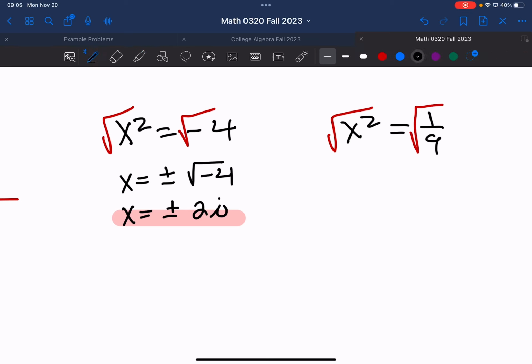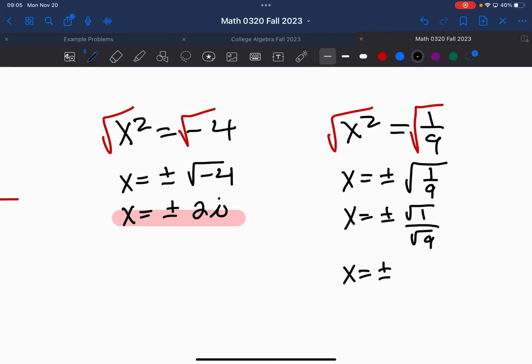So in the next one, we have x is equal to plus or minus the square root of 1/9. Property of radicals say we do what? Both. So x is equal to plus or minus the square root of 1 over the square root of 9. So that means x is equal to plus or minus 1/3. So that means we have 4 answers here. We have positive 2i, negative 2i, positive 1/3, negative 1/3. 4 answers.